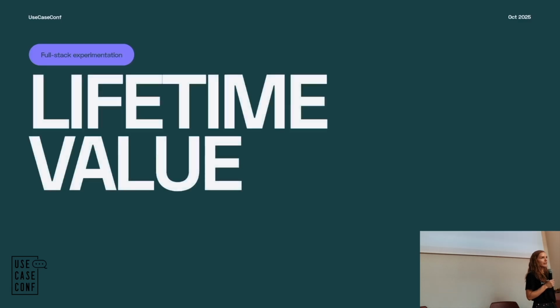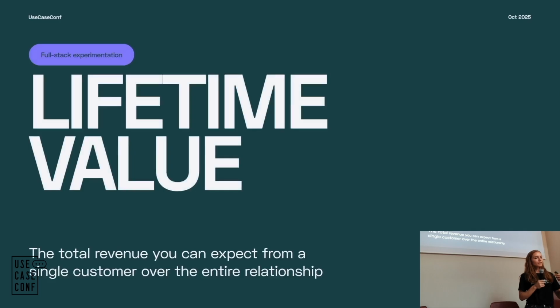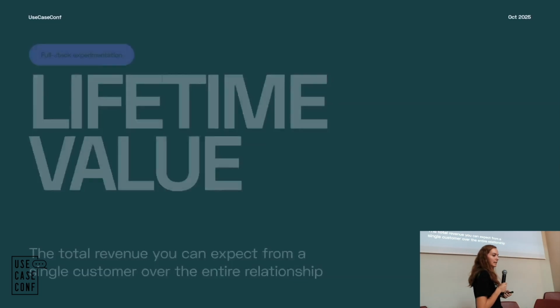And what has really helped them is taking this full stack experimentation approach. And that means not only looking at kind of short-term goals like conversion, but coming up with more wholesome metrics to track. For example, they track the lifetime value of a customer, which is the total revenue you can expect from a single customer over their entire relationship with you. And this is a custom metric that comes from their data warehouse, and they use it in their feature flags to correlate the data and make sure that whatever they're working on actually increases the lifetime value of a customer.